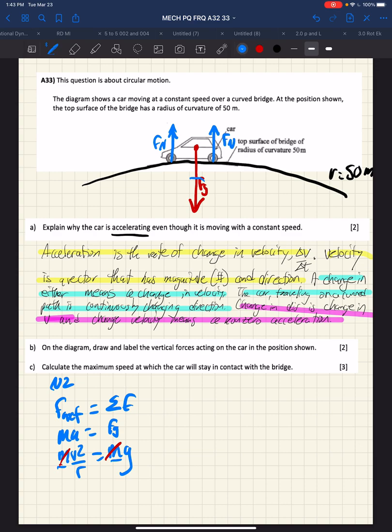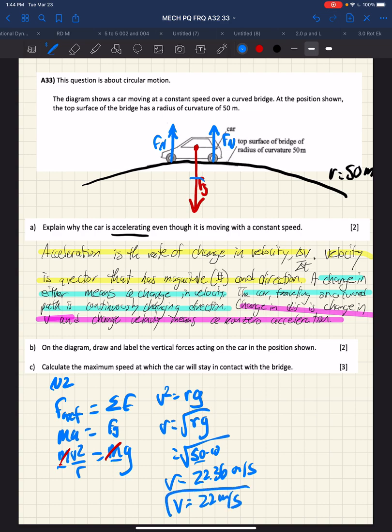Then doing some quick algebra here, we get v squared is rg. V is the square root of rg. The square root of 50 times 10 is the square root of 500, and that is about 22.36 meters per second. Our numbers, the most we could hope to get to is 2, so we would just leave it at 22 meters per second. And that would be the velocity at which the centripetal force would be equal to the weight. That's the fastest it could go. And that's question A33.